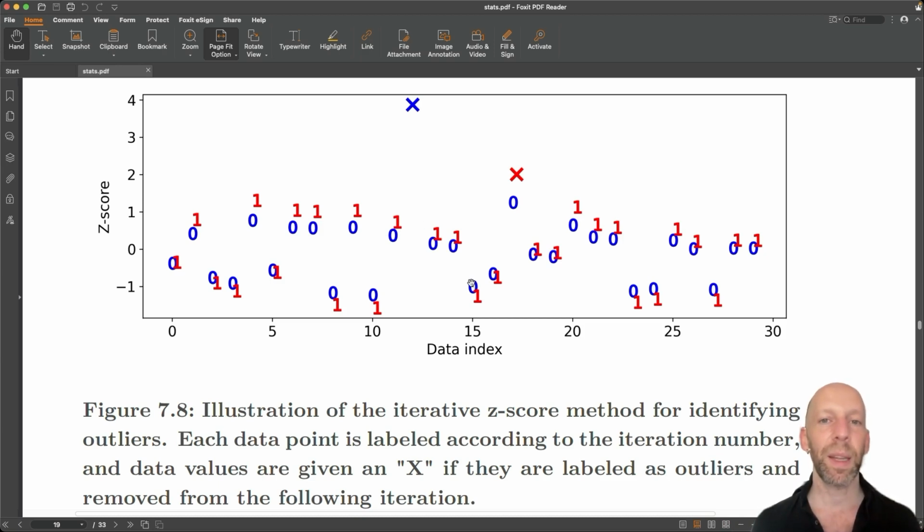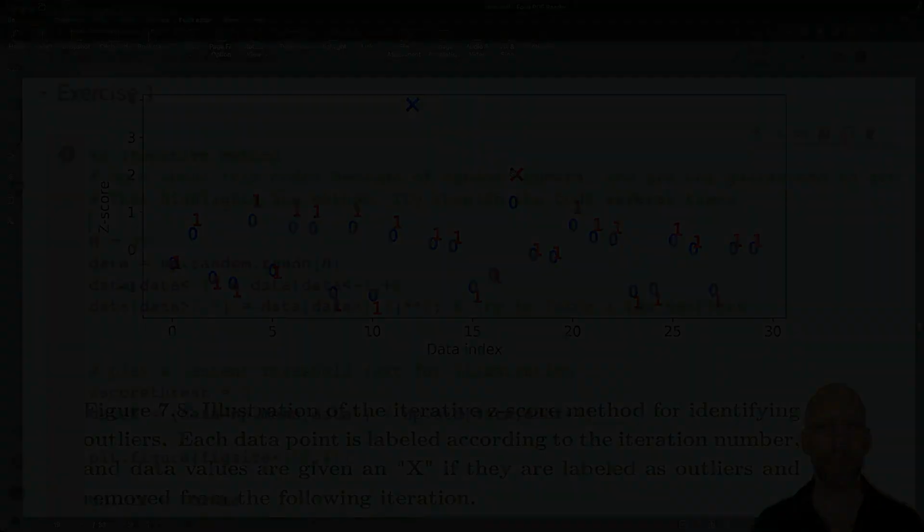So you have to implement this iterative Z-score method and then produce this figure. If you're struggling with getting the 0s and 1s and X's, then don't worry about that. That is not the important part of this exercise. The important part of this exercise is to write the code to implement the iterative Z-score method.